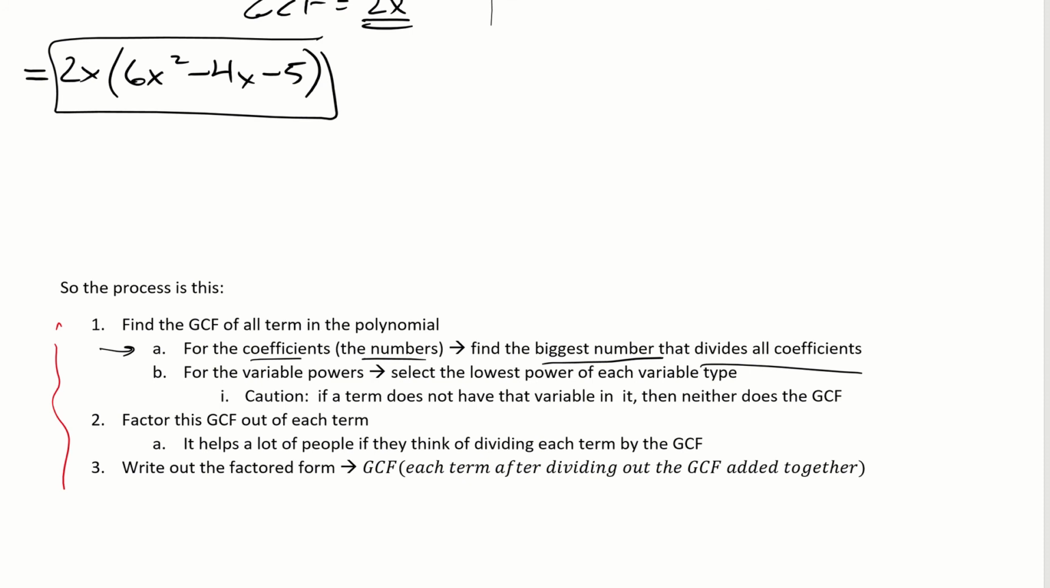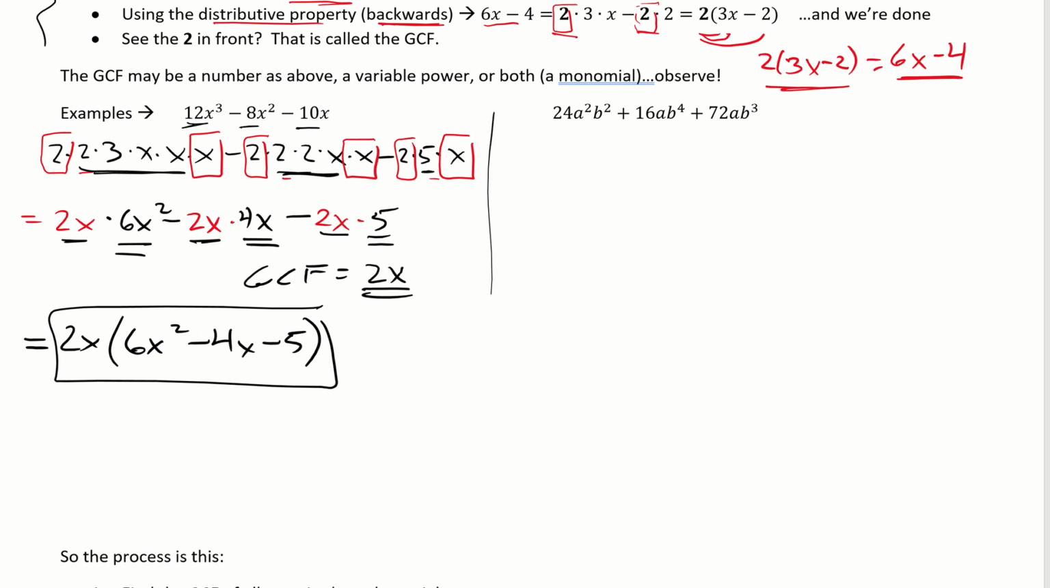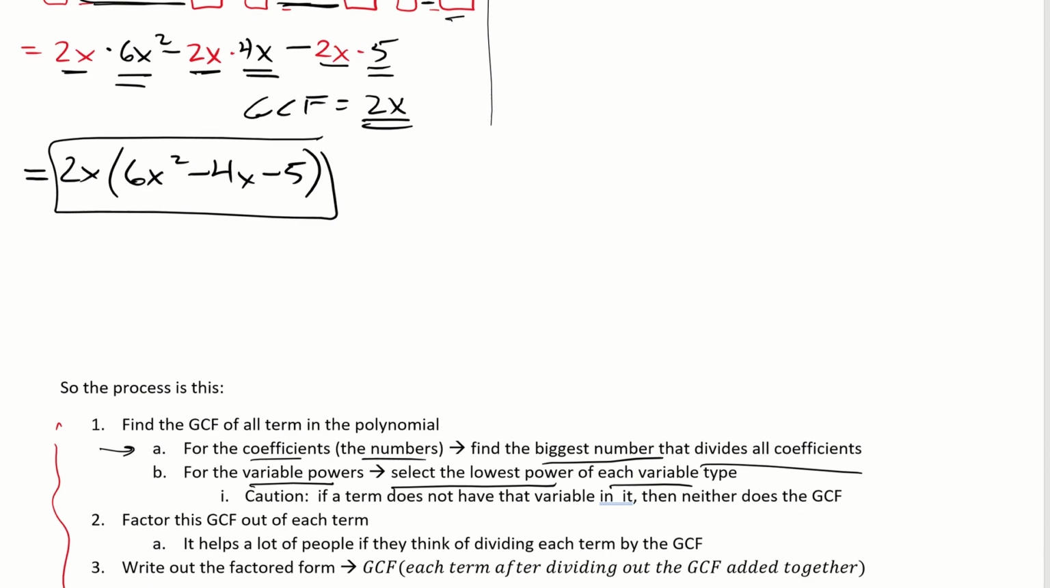That's the first part. For the variable powers, you select the smallest power you see. So we had x cubed, x squared, and then a single x. Well, you have to go with the smallest x. Why? Because that's all he has. As soon as you take that x away, there's no more he can give. Okay? So we're done with that.